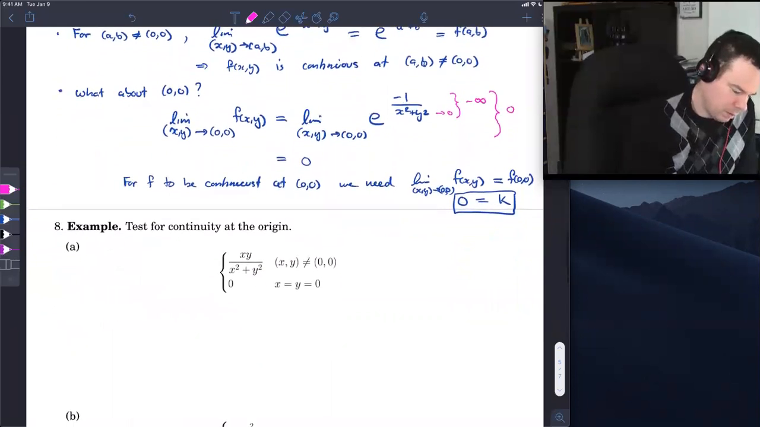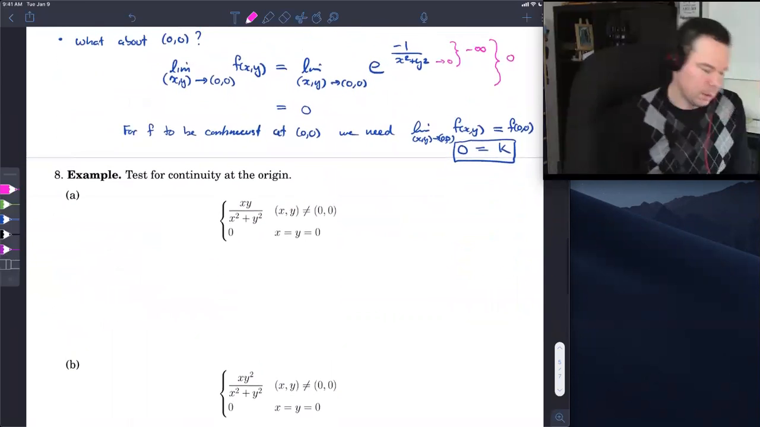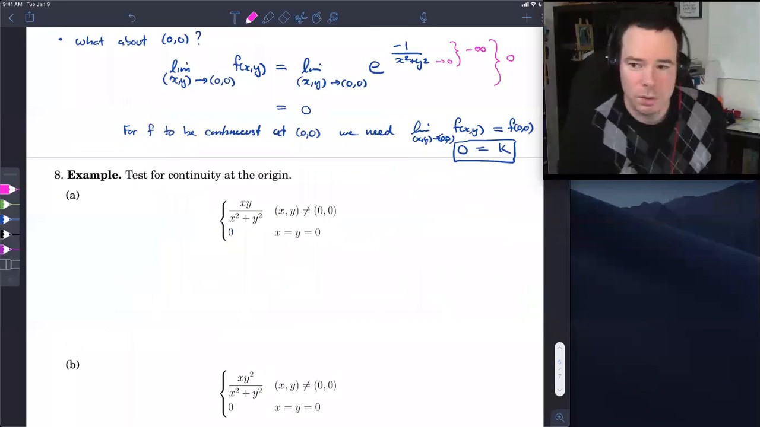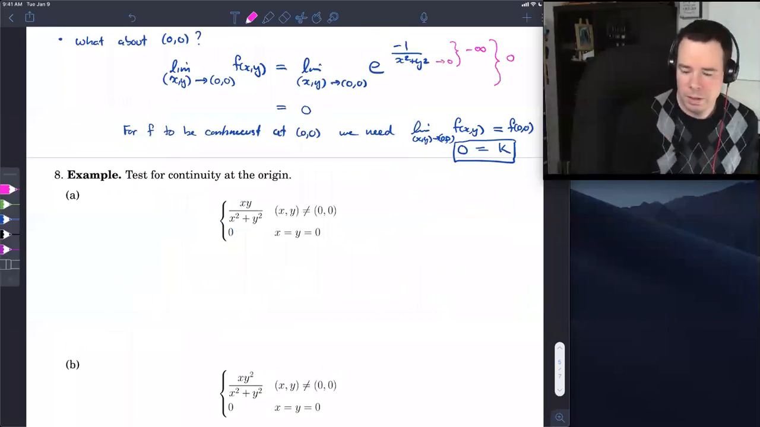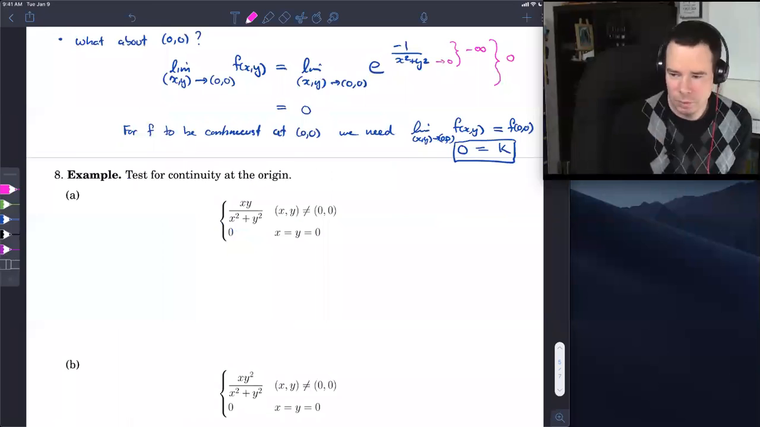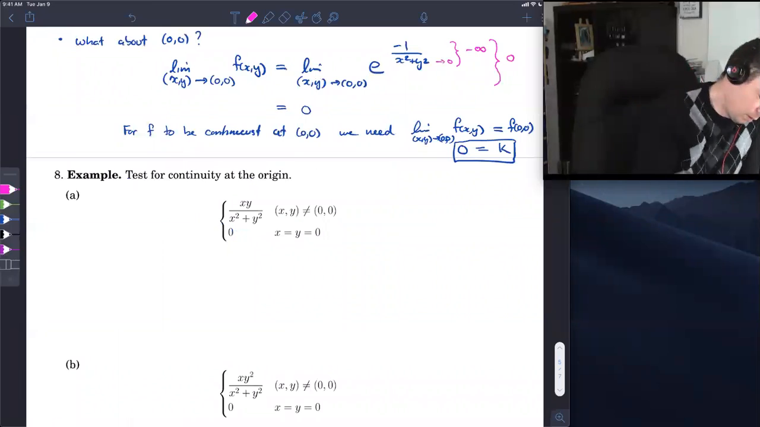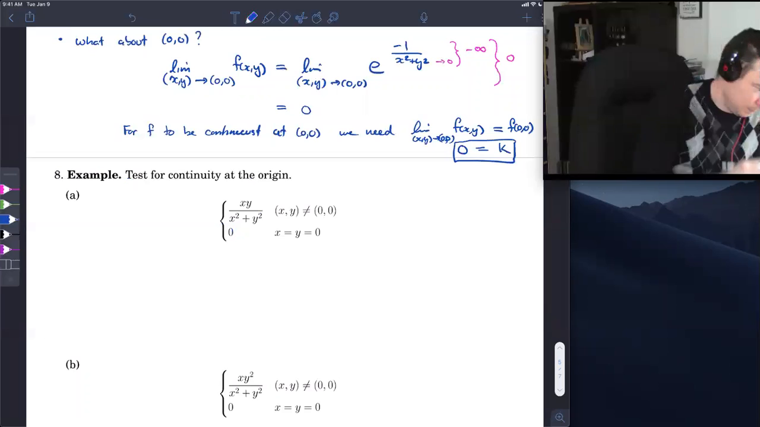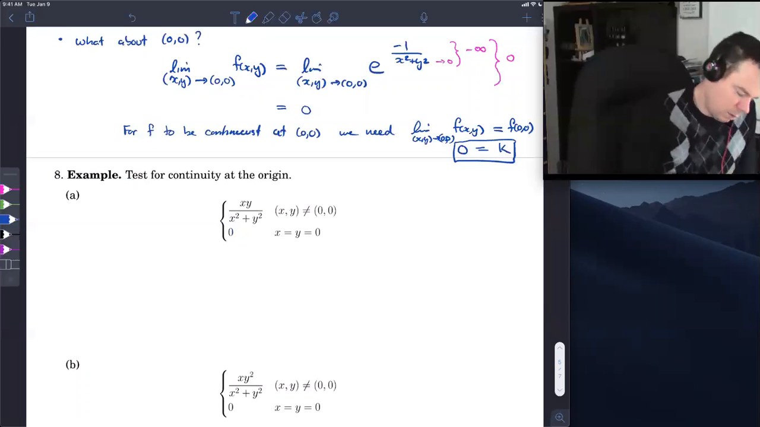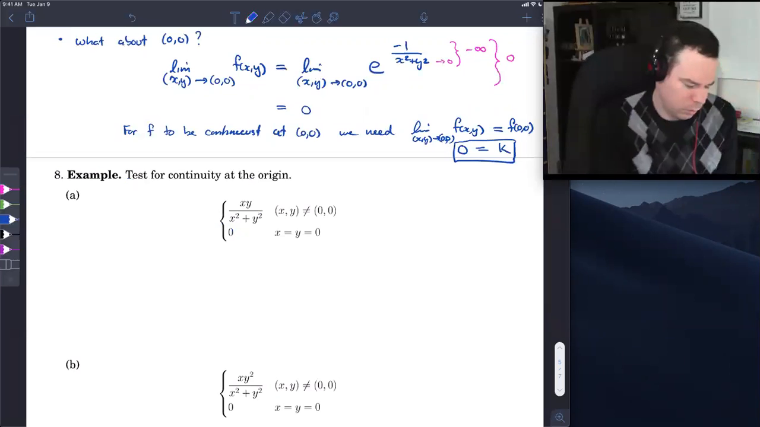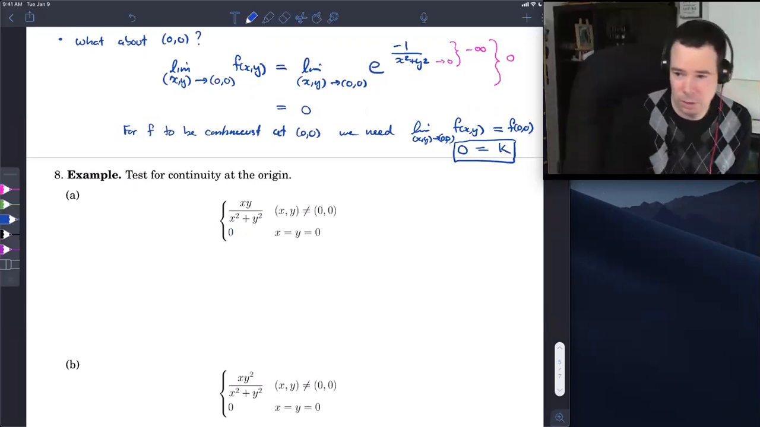Okay, so for these next couple of examples, we're just going to test for continuity at the origin. What's the value of the limit? What's the value of the function? Is it continuous there? Let's have a look at this first one. So what's going on? I've got xy over x squared plus y squared, and I want to know what's happening as xy gets closer and closer to 0.